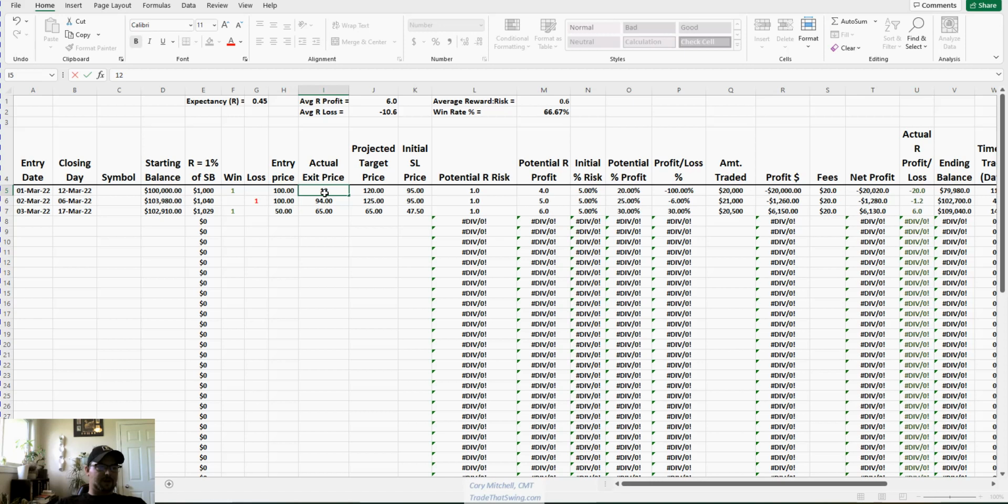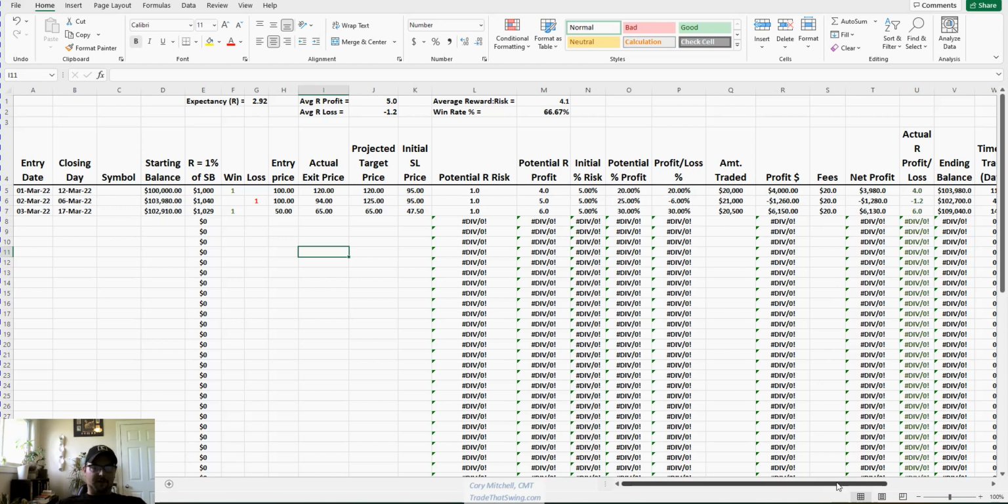So if we put in 120, which is where we get out of the trade, then you can see this fills all in. We get our 20% profit. That's what we wanted to make on this trade. Then we have a $4,000 profit, which is simply 20% times the amount we put into the trade.